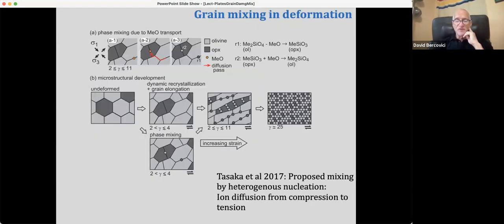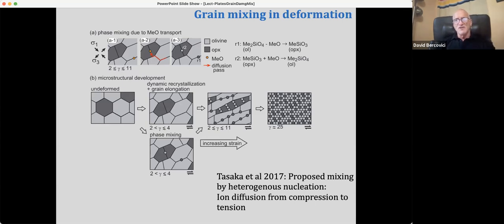David Kohlstedt's group, through a series of nice papers by Miki Tasaka, had proposed a different mechanism that says that you're not squeezing olivine through pyroxene or vice versa. What you're actually doing is taking an MgO unit, a magnesium oxide unit, off of an olivine, and then moving it on this red arrow into the middle of a pyroxene. And that winds up creating a new olivine. So you wind up creating these new olivines not because you're moving the whole olivine, you're just moving the most mobile unit, which is the magnesium oxide, chemically. So it basically dissolves on the grain boundary and reprecipitates.